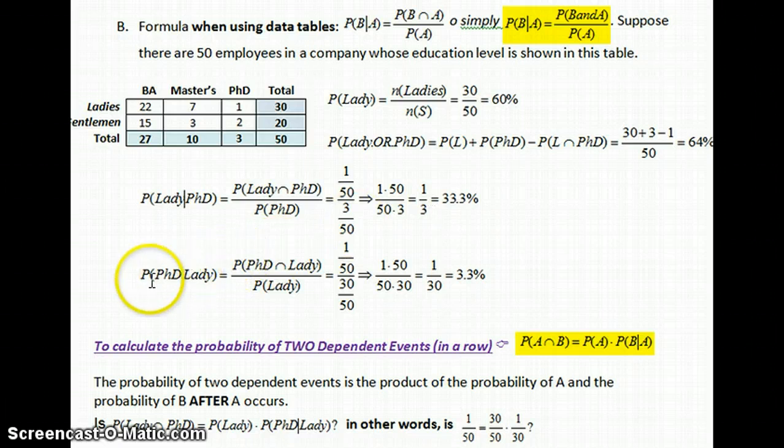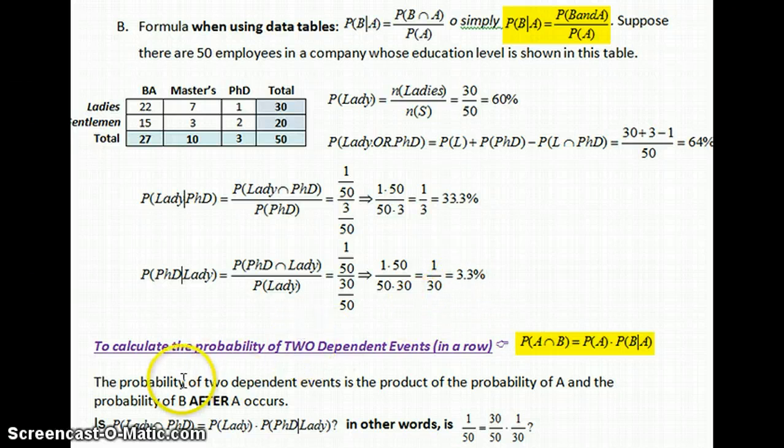Now, let me illustrate this differently. What would be the probability of choosing someone with a PhD from all the ladies? That's another way to say it, right? And that's going to be 1/30, right? So let's apply the formula. The probability of the common region will be 1 in 50, because it's PhD and ladies, 1, right, over the probability of choosing a lady, which is 30 over 50. So applying double C, you notice the 50 and 50 cancel, and it's 1 of 30. So notice that the probability decreased a lot.